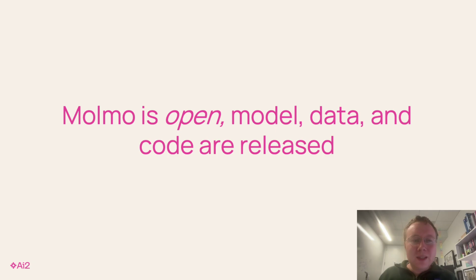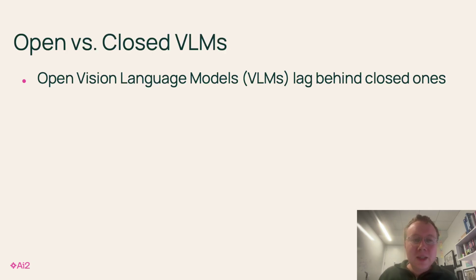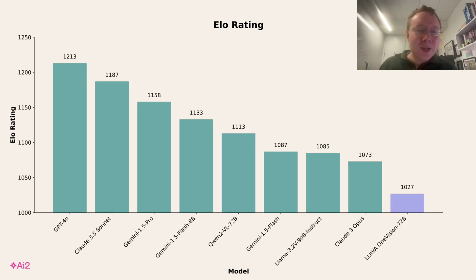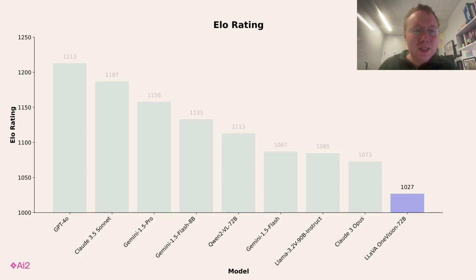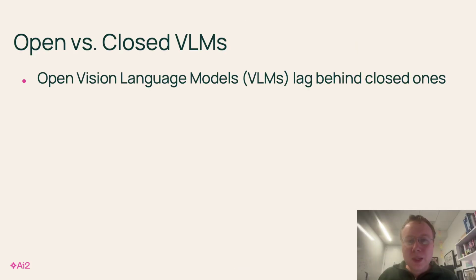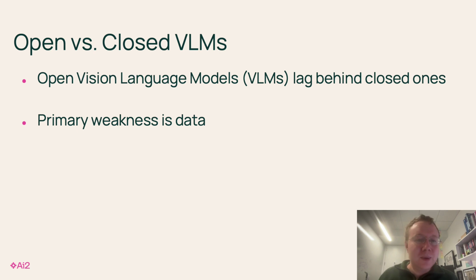So the great thing about Molmo is that it's open, so the model, data, and code are all released. Now, typically open VLMs have been outperformed by closed ones. For example, if you look at these ELO scores from Chatbot Arena, the only open data model here, LLaVA 1 Vision, is being significantly outperformed by all these closed data models. And of course, the reason for this is just that the open datasets we have for VLM training are not nearly as good as the closed ones used by these closed data models.